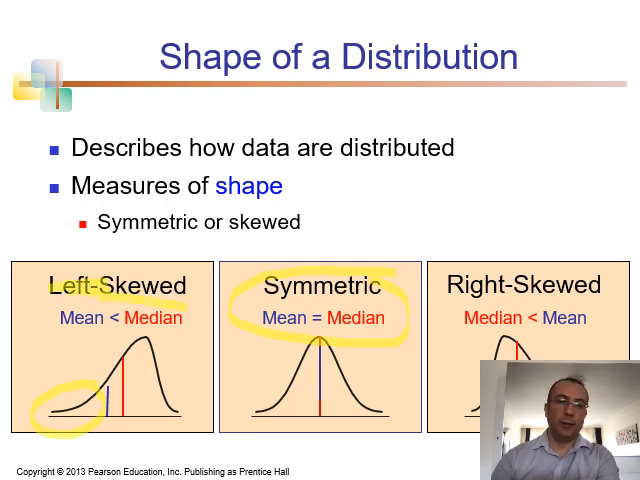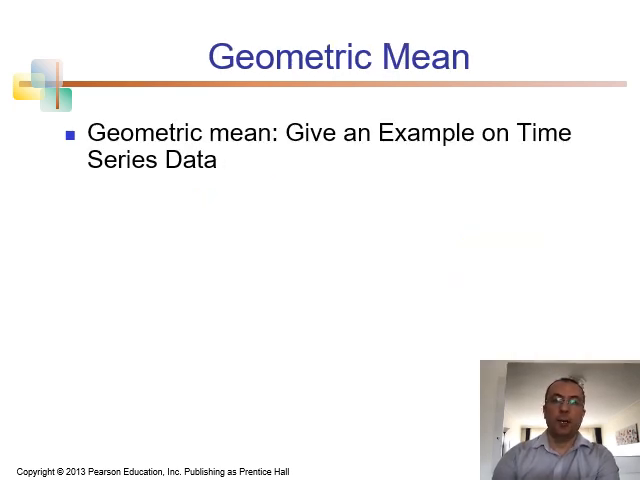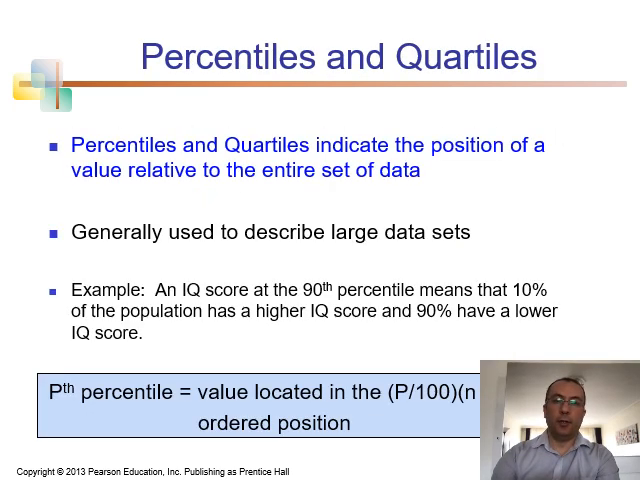And in that case, the mean will be less than the median. If it is right skewed, we have extreme observations on the right side, and that means the median is lower than the mean. There's another thing also called geometric, but we'll skip that one.